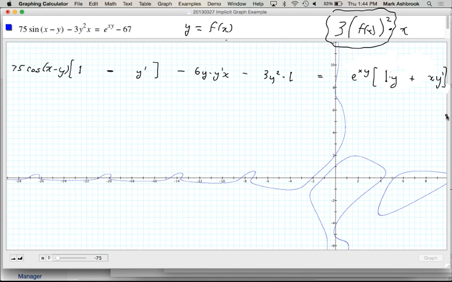So I'm applying all the same rules as before. Anytime I have a y, if it's just y, it'll be y prime, but if it's a function of y, then I'm going to use the chain rule, because we have to think of y as a function of x.